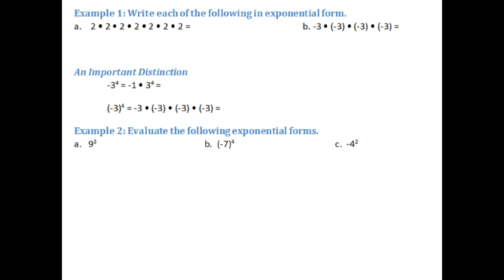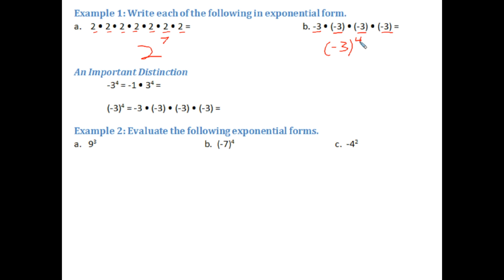So here's some examples. Write each of the following in exponential form. Well, here we have 2 multiplied by itself 1, 2, 3, 4, 5, 6, 7 times. So 2 would be our base, and then to the 7th power, because 2 is a repeated factor. Part B, this has negatives in it, but negative 3 is a factor 4 times. Now we have to be careful how we write this, because we want negative 3 multiplied by itself 4 times. And so you want to put that in parentheses.